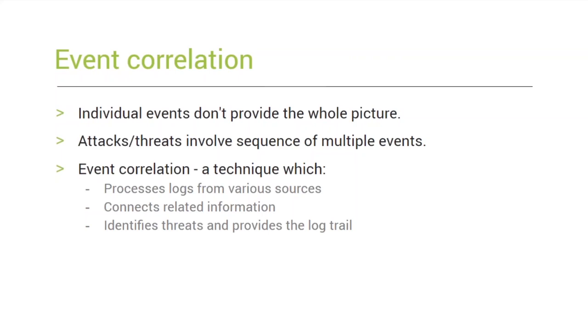So this is why you need event correlation, because event correlation is a technique which can process logs from various network sources, and it can connect the related information from these logs, and it can thus identify threats and provide you with a detailed log trail instantly.